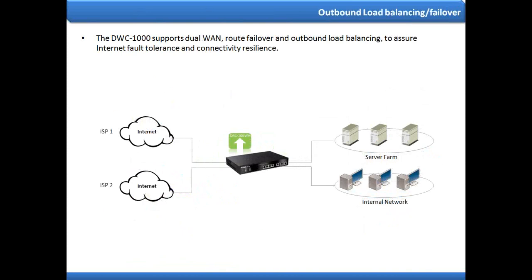Again, with the DWC 1000 VPN license, it offers the outbound load balancing and route failover. So in this case here, we've got some of the internal network moving over ISP1. When traffic exceeds a certain threshold, the DWC 1000 will automatically load balance between multiple access points to ensure that one link isn't overutilized. However, in the case of a failure, the DWC 1000 will automatically move traffic over the available link.